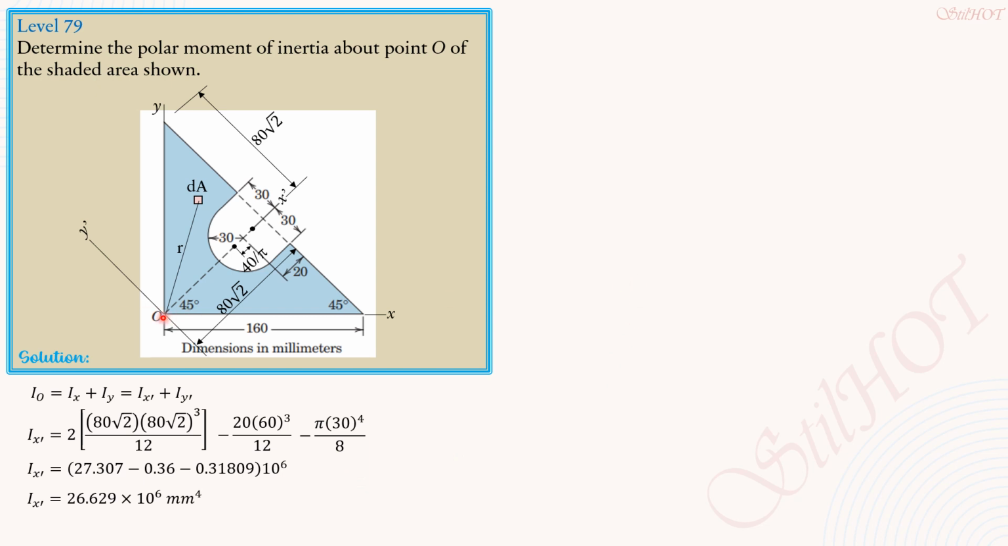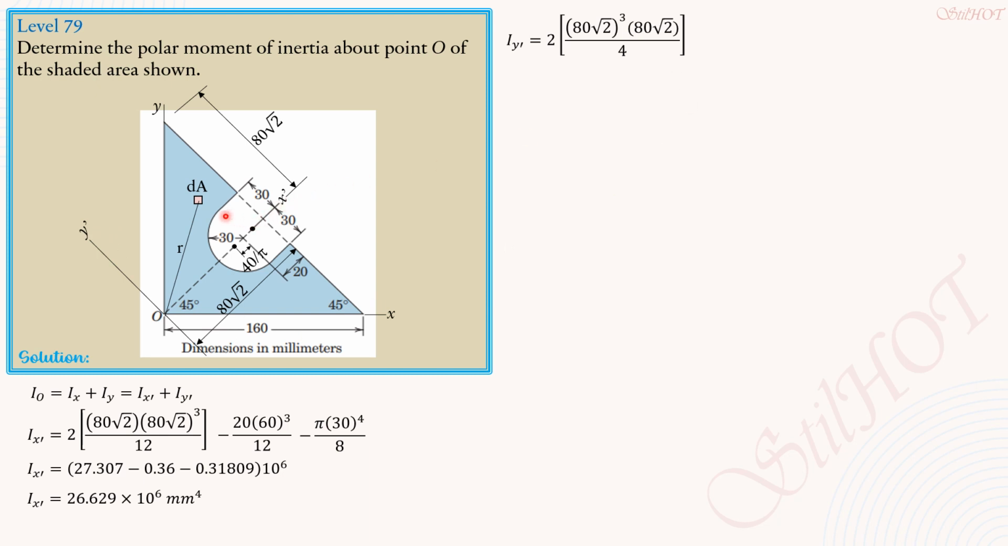Then likewise for Iy prime, we have two triangles with respect to this vertex here, and the formula is this dimension cube times 80 square root of 2, this dimension, over 4, then times 2. So Iy prime is 2 times 80 square root of 2 quantity cube times 80 square root of 2 over 4. Remember, moment of inertia of a right triangle or triangle with respect to the vertex.